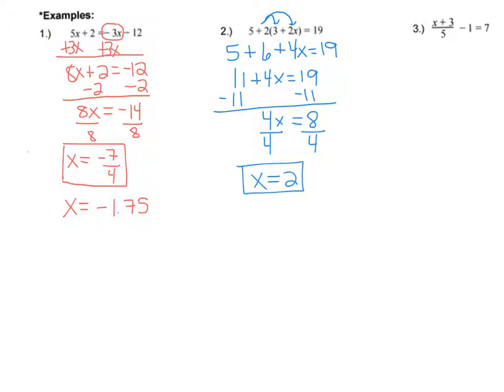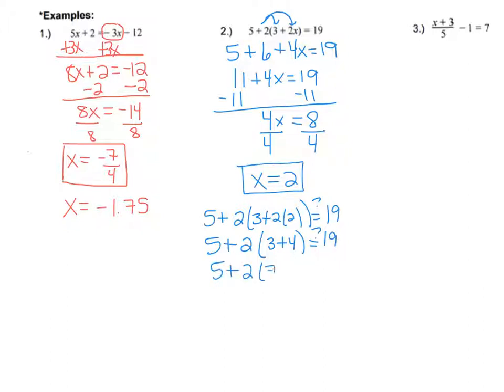And we should always check our answer. We didn't do that on the last one, so let's go ahead and do it now. We should plug it in, and it should work. It should satisfy the equation. So if we replace x with 2, the left-hand side of the equation should simplify to equal 19. So order of operations tells us to start inside the parentheses with the 2 times 2 gives us 4. Then still inside the parentheses, 3 plus 4 is 7. 2 times 7 is 14, multiplying before adding. And then 5 plus 14 is 19. And it checks.